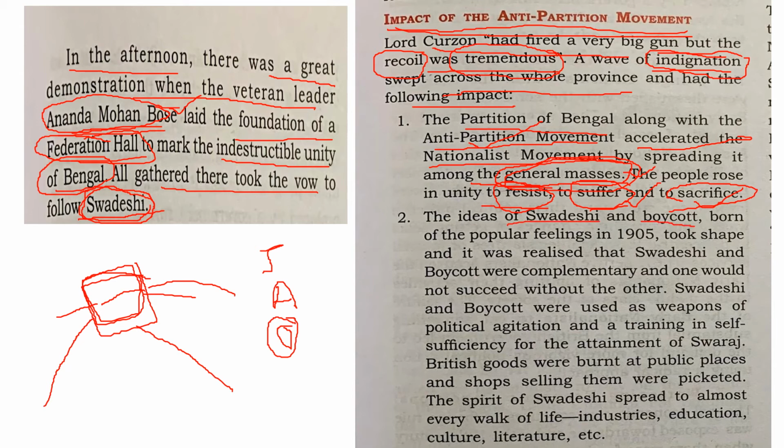The idea of Swadeshi and boycott was born of the popular feelings in 1905: use of Swadeshi goods, boycott of foreign goods. These things became popular during this 1905 anti-partition movement. It was realized that Swadeshi and boycott were complementary and one would not succeed without the other. So if Indians wanted to use their own goods, then they should boycott all the foreign goods. If they boycott the foreign goods, then Indian goods can be used more. They are both complementary in nature. If you don't boycott, you will not get importance for Swadeshi goods. If you only use Swadeshi goods, only then can you boycott the foreign goods.